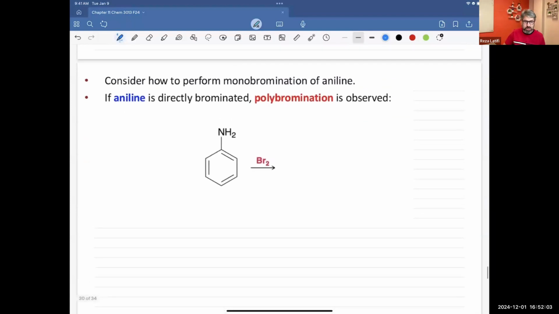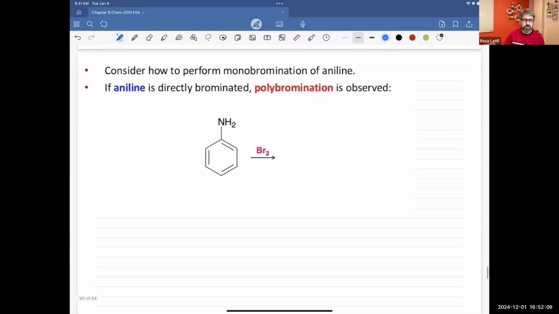One of the reactions that I want to talk about is the bromination of aniline. If you don't have any control of this reaction, the product is not going to stop at monobromination. In fact, it will go 2 steps more and give us a tribromoaniline. So how do I control this reaction in order to get only bromoaniline?